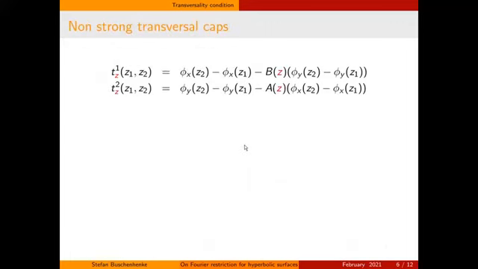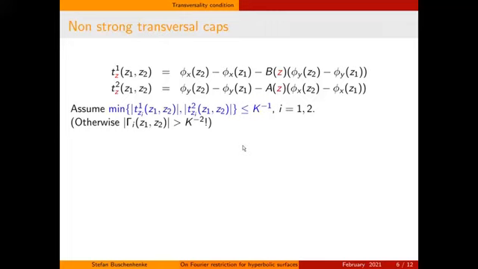Okay, so what about the general case? Let's assume now that we don't have transversality. This means that the minimum of T1 and T2 with subscript Zi is less than k to the minus 1, because if the converse is true, that would mean that both these quantities have to be big, and that would mean that their product, which is gamma I, is bigger than k to the minus 2, so we would have transversality.